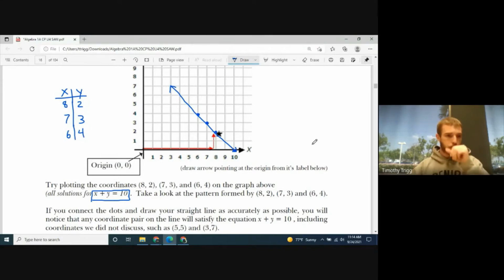At least for this unit, all of the points will line up on each equation.